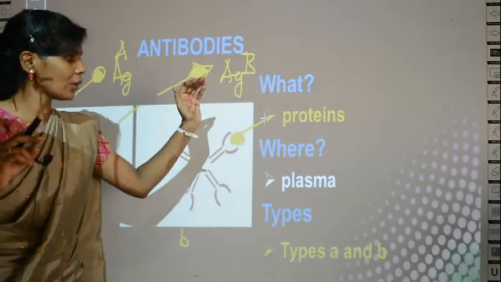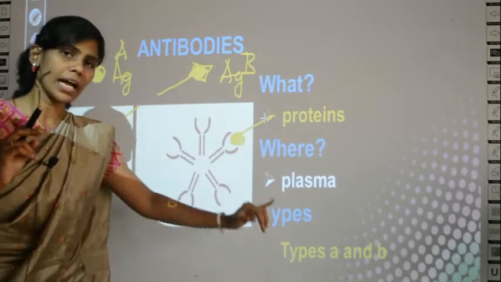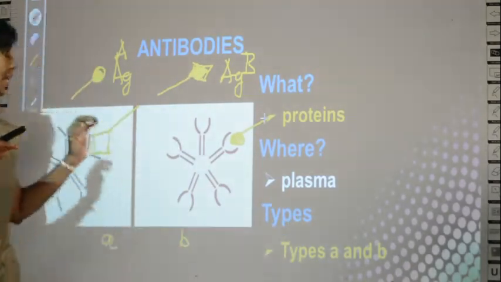So, just know for now that there are proteins present in the plasma and antibodies are of two types called A and B.